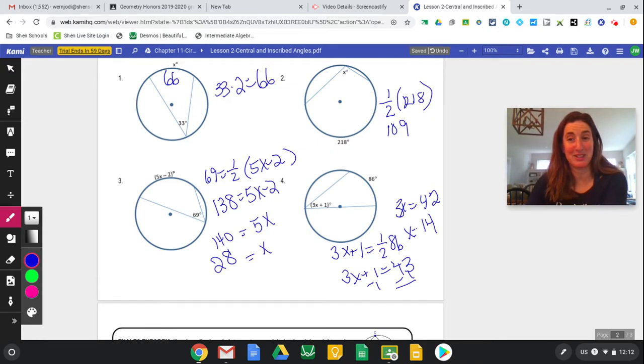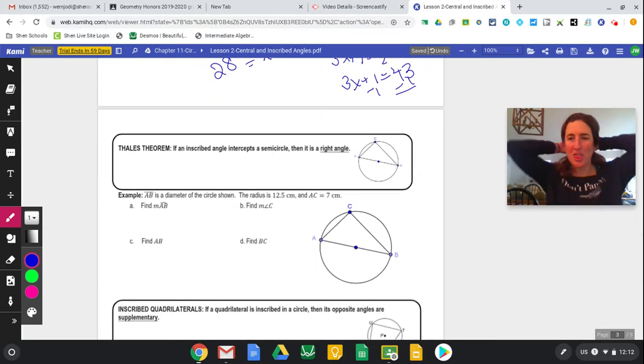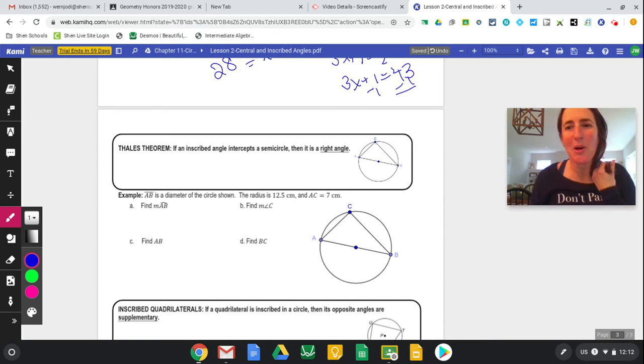That was super fun. Okay, so now let's keep moving on. We got some more. We have something called Thales theorem. Oh boy. Thales theorem says that if an inscribed angle intercepts a semicircle, it's going to be a right angle.